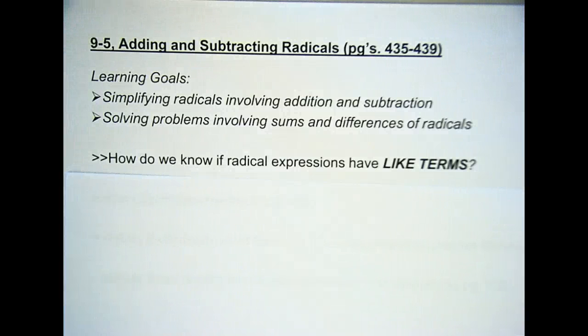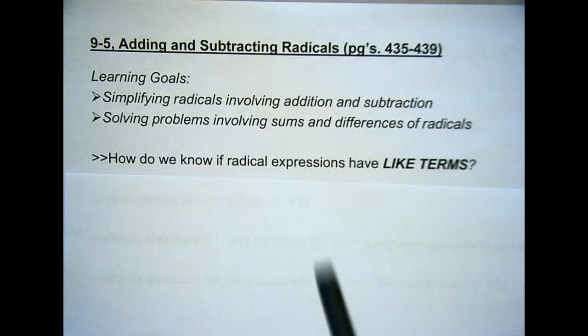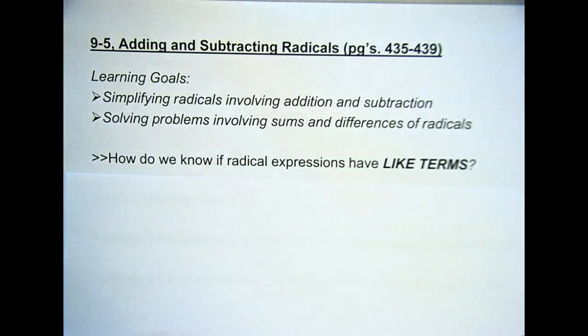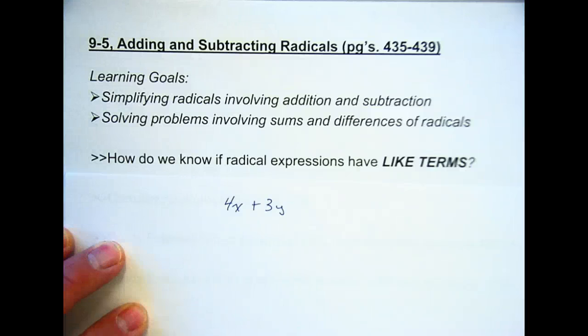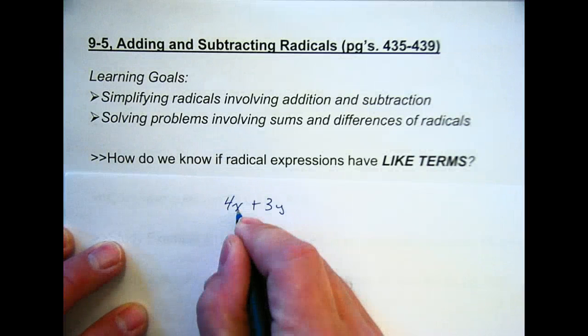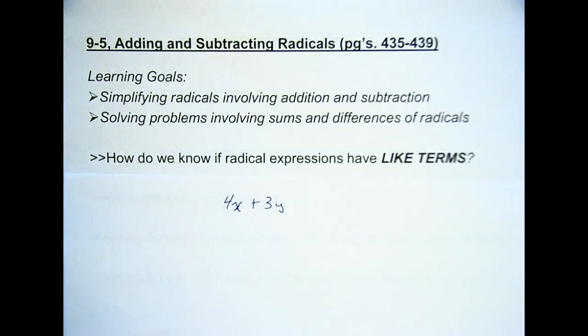Today we're going to be dealing with adding and subtracting radicals. This is 9-5. The first thing you need to make sure of is that you understand when a radical has like terms. Think of like terms like 4x plus 3y. We don't have any radicals there, but these aren't like terms because they have different variables.